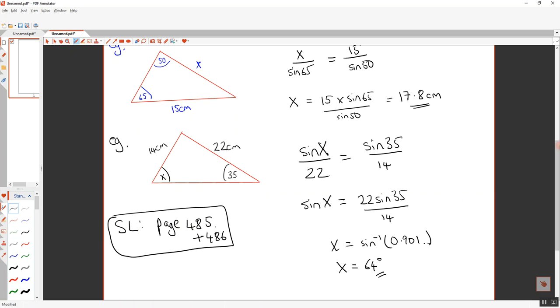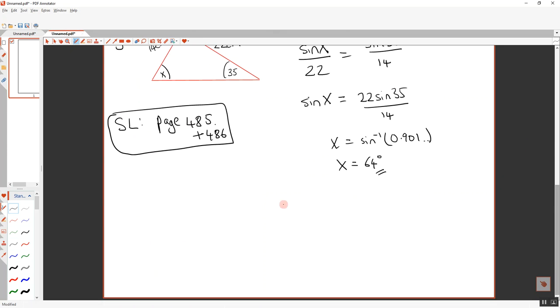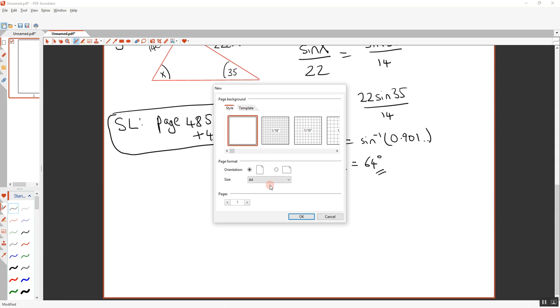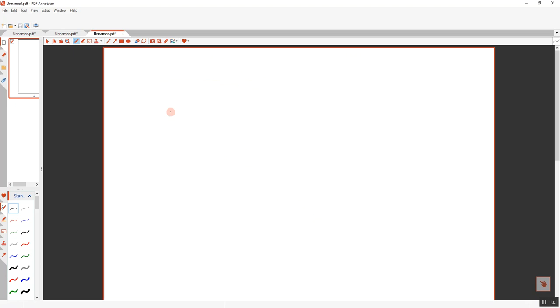Okay, I'm going to keep going though and talk about some stuff for HL. Feel free to watch if you so wish, SL. So let's look at the proof of the sine rule. This is for HL, and those of you interested in this at SL. So we're going to start off with a triangle.